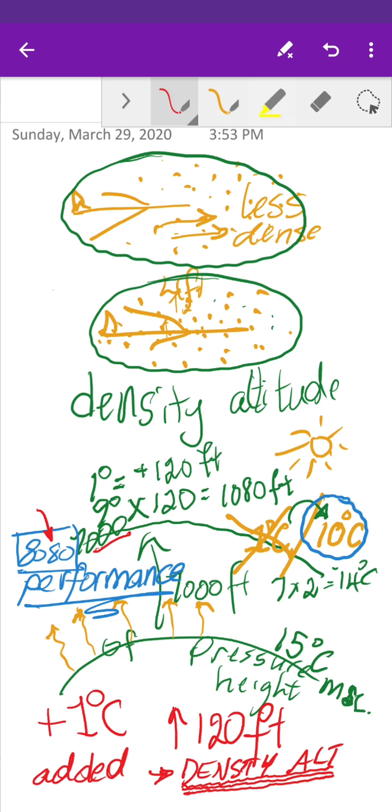Okay, so I've introduced the term density altitude. We'll do some more practice of this in future sessions, but until I speak to you again, stay happy.